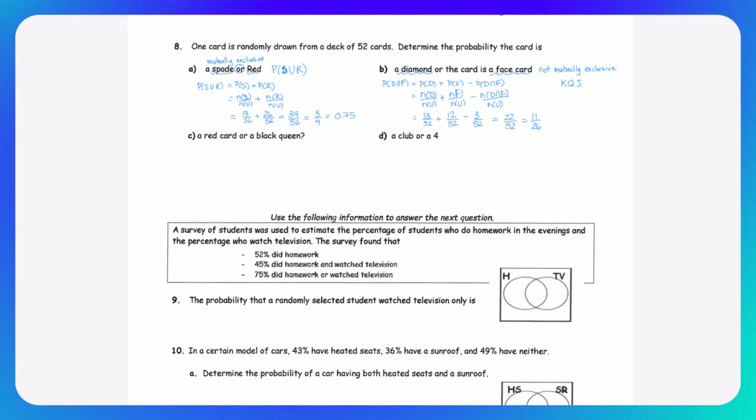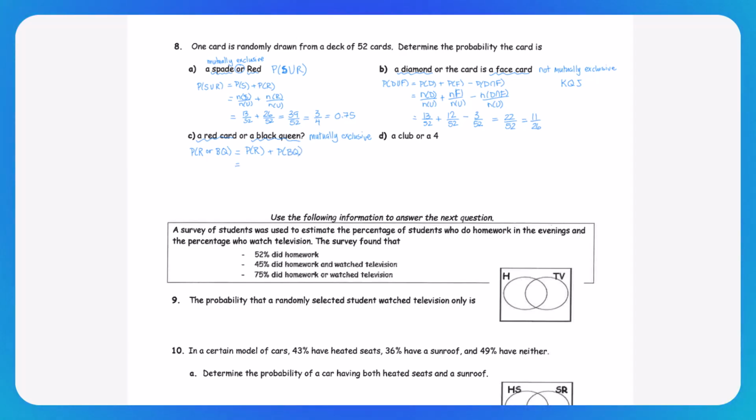So let's look at part C, a red card or a black queen. Now these two events are mutually exclusive, just like in the first one in A, where it couldn't be a spade or red. Well, you can't have a red card and a black card at the same time. So these are mutually exclusive. So if we want to find the probability of red or a black queen, we just have to find the probability of being a red card and add it to the probability of being the black queen.